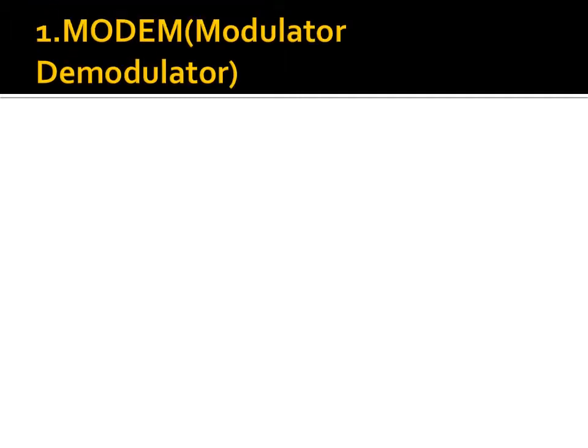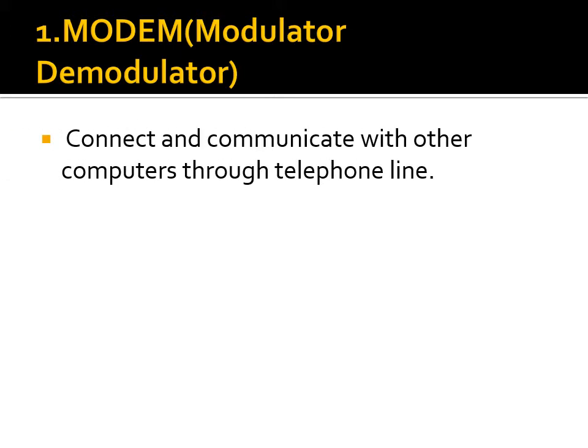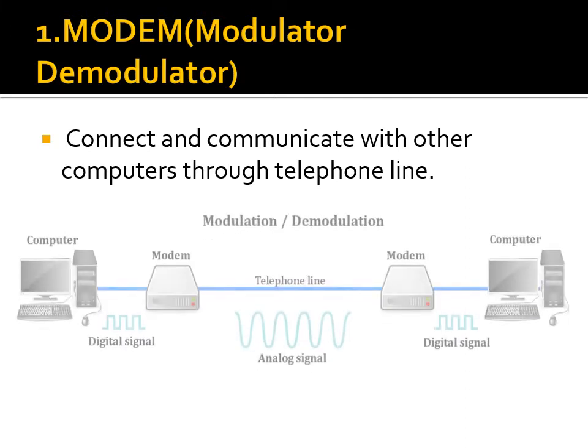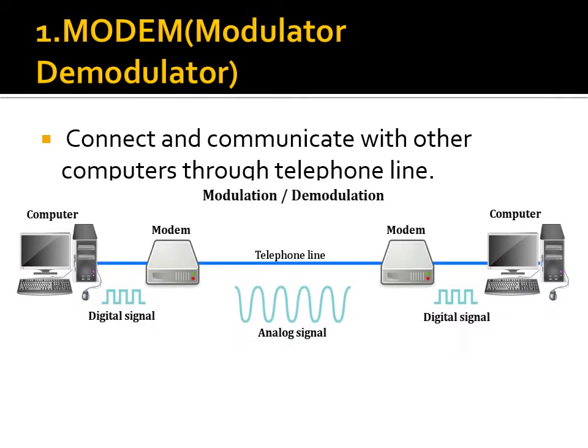A modem's expansion is modulator and demodulator. It is used to connect and communicate between two computers through the telephone line. See the diagram: source computer, destination computer, both connected with a modem. The first computer sends the data in digital format. It will be converted into an analog signal through the modem. At the receiver side there is also a modem. It will receive the analog signal, convert it into a digital signal, and give it to the destination computer.